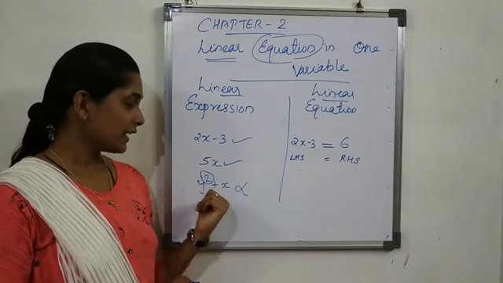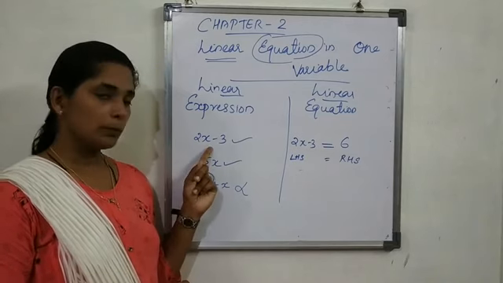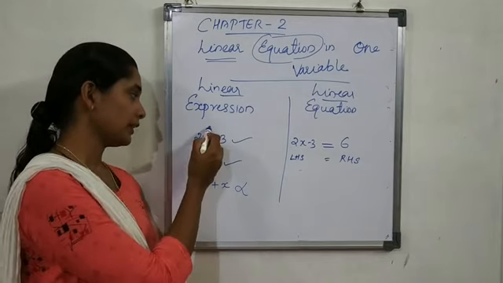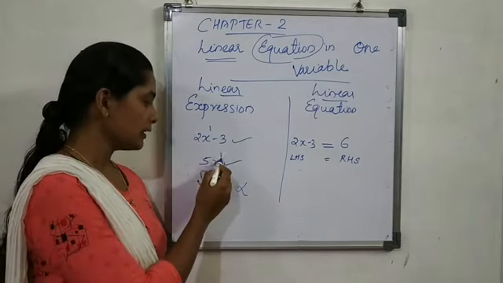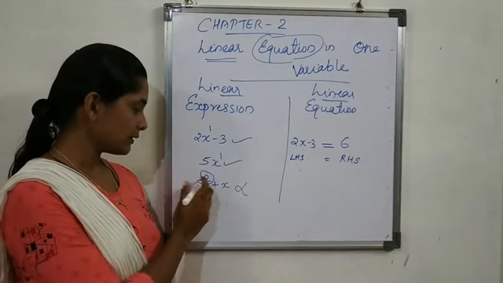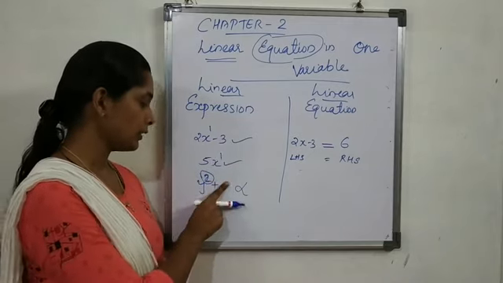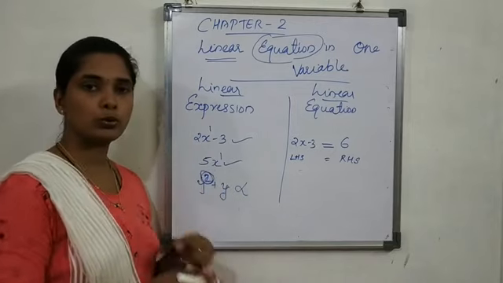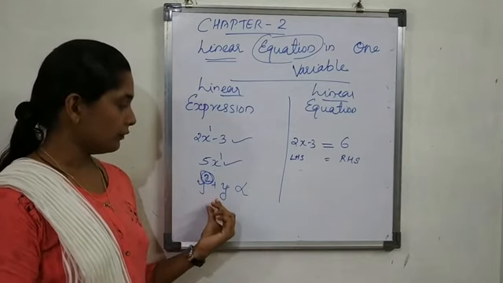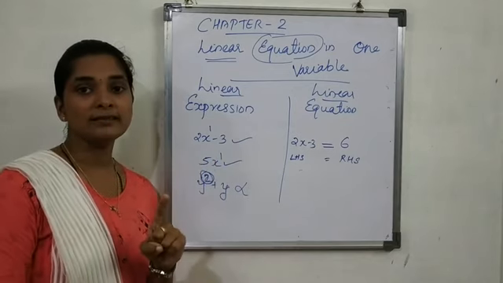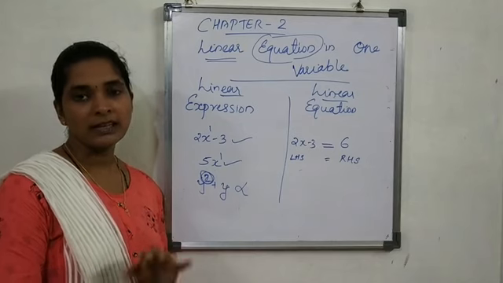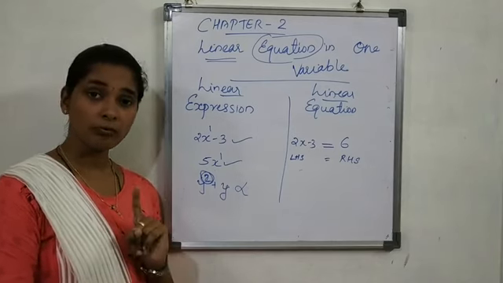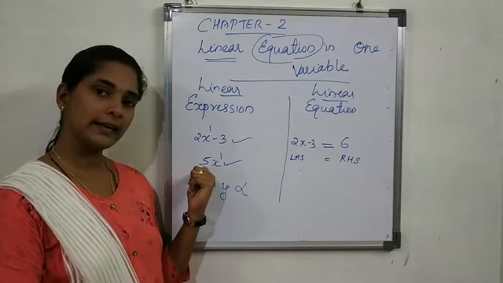Linear expression means, here the variable is x, and the degree of this variable is 1. Here also the degree is 1. But here the variable is y, y square plus y, and the degree is 2. Therefore, where the degree of the variable is 1, it is a linear expression. A linear expression means a variable having degree 1.